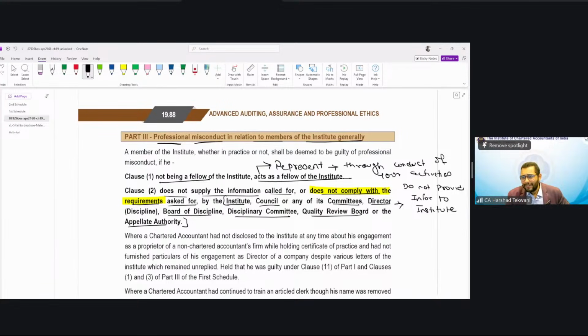So through your activities, if you represent yourself as a fellow, that means you are acting as a fellow. Now, one is not being a fellow, yet acting as a fellow. Second is that you do not comply with the requirements and you do not provide the information which is required for. Now, coming to the question that we discussed.